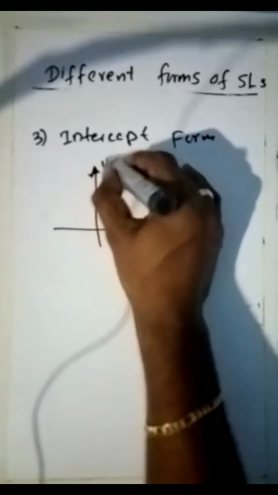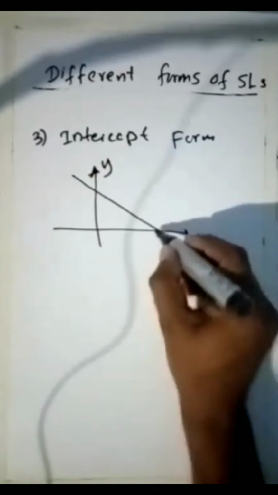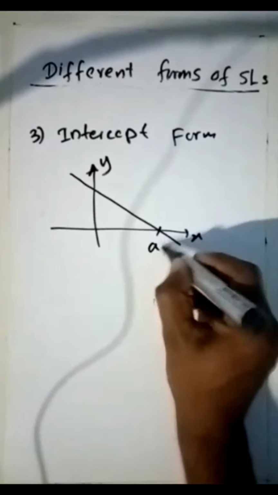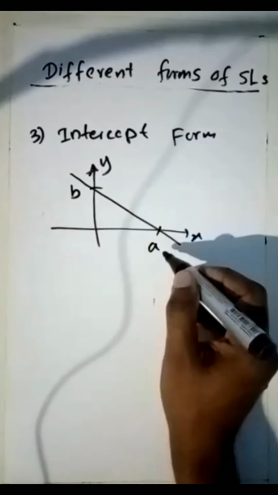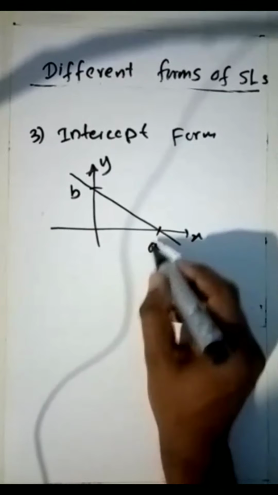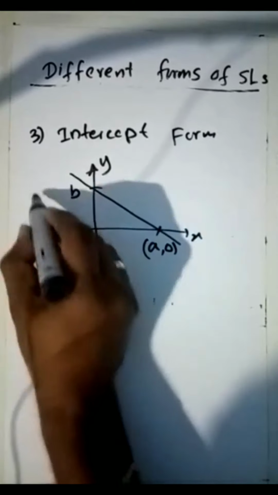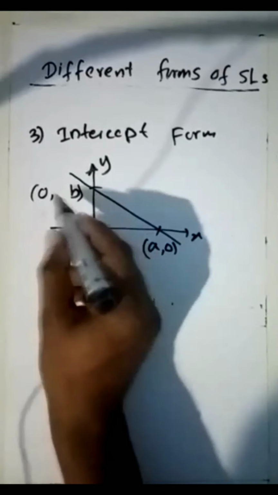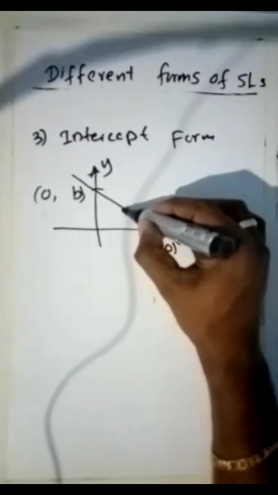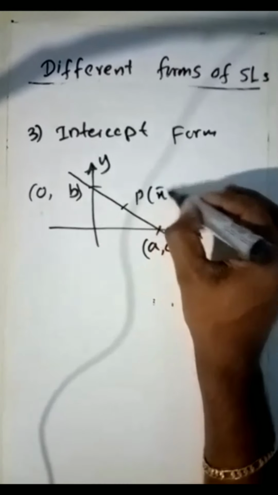Here x-axis, y-axis. Here given data x-intercept A, y-intercept B. Those two intercepts given. Then here x-intercept A means this point will be (A, 0). Here y-intercept B means this point will be (0, B). Then that's also the 2-point form. These 2 points given now. Then consideration of P, take point (x bar, y bar).